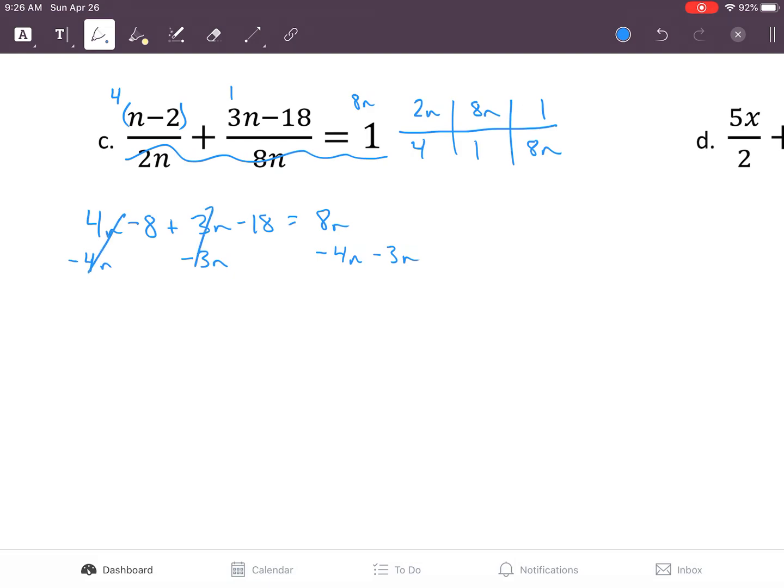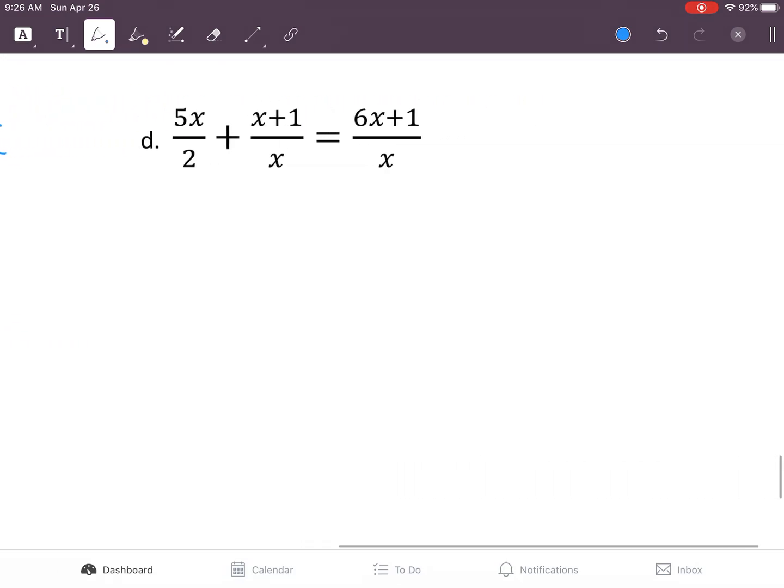Okay, so those will cancel out. So I'll be left with negative 8 and negative 18 on the left-hand side. So 8 and 18 combined to give you negative 26. And then 8 minus 4 minus 3 is going to be just n, because it's 8 minus 7. So there we go. There's our equation. Now, one thing we do have to check is make sure that our answers work. If you took the denominators, 2n, and set it equal to 0, and 8n, and set it equal to 0, to solve, n cannot be 0. And since negative 26 is not 0, that works.